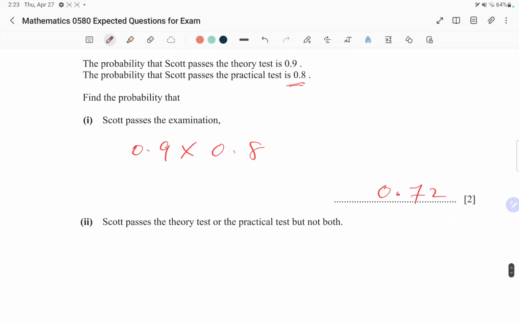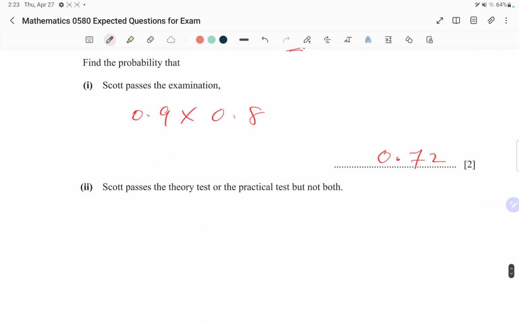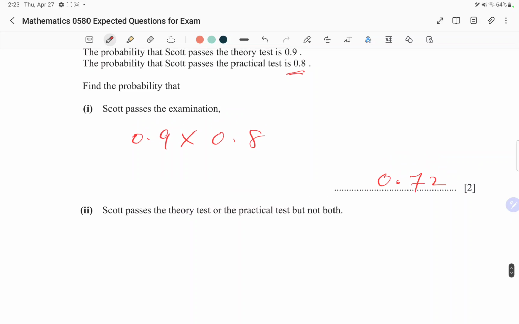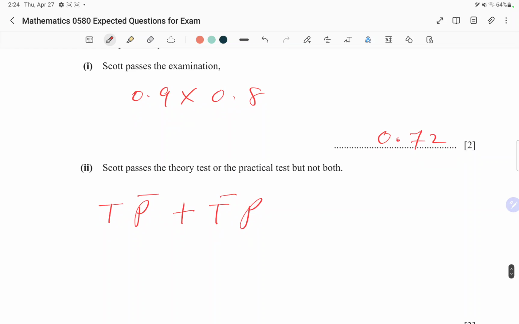Scott passes the theory test or the practical test, but not both. So here what you can do: Scott passes the theory test and does not pass the practical test, or does not pass the theory test but passes the practical test. Scott passes the theory test or practical test but not both, so he passes one of the tests.